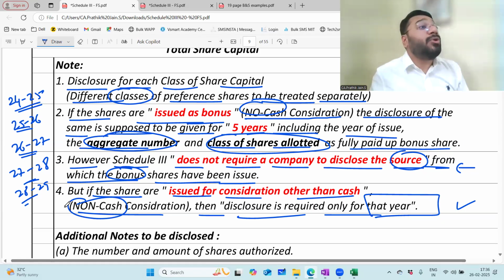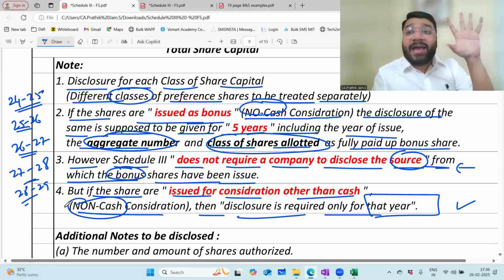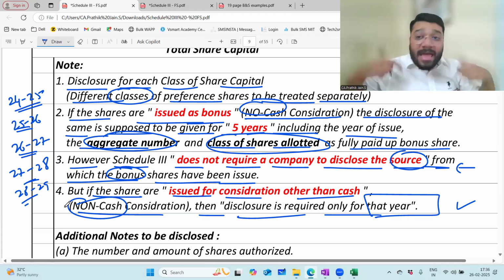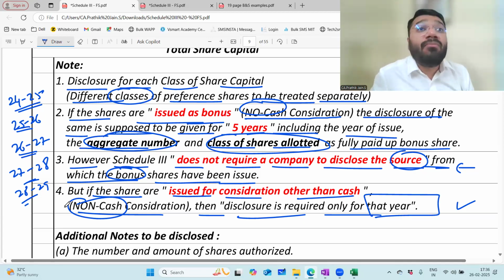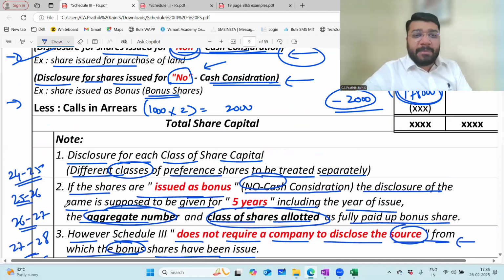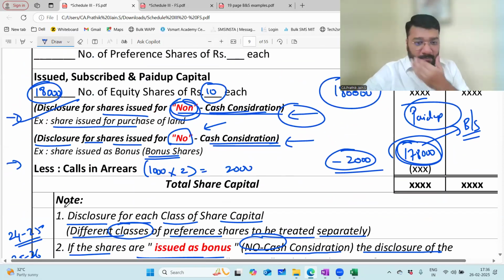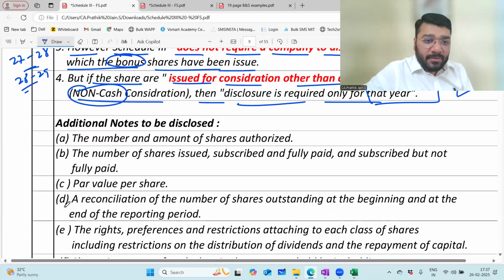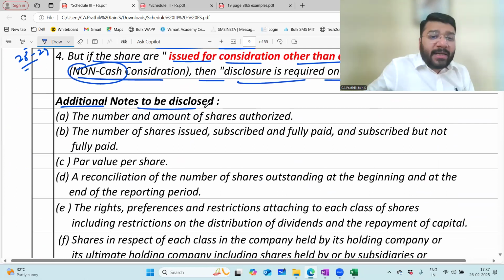So bonus disclosure is required for how many years? 5 years, including the current year. Am I supposed to disclose the source of the bonus issue? No. Any problem here? Online people, any problem here? No, sir.